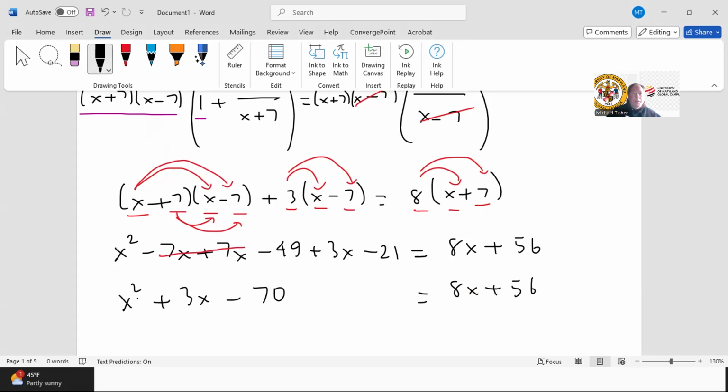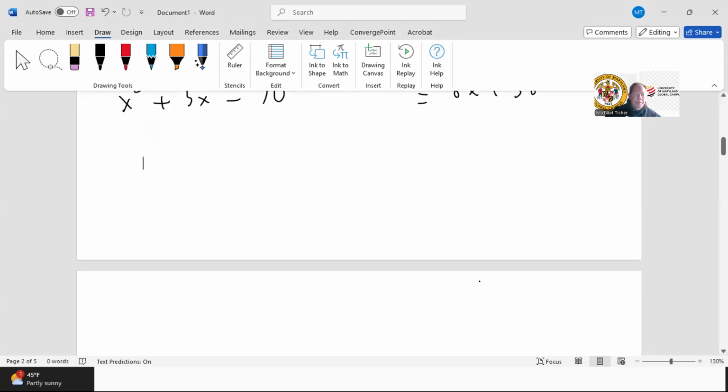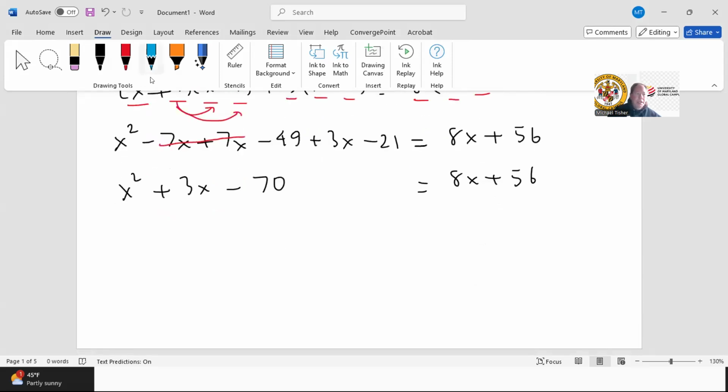Now we have a second degree or a quadratic equation, and we can apply the quadratic formula for that. But before we do that, we have to get 0 on one side first. So to do that, let's bring the 8x over to the other side. It becomes a minus 8x. And then let's bring the 56 to the other side. So we have to minus 56.